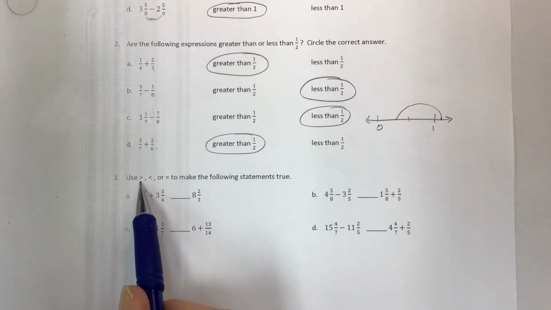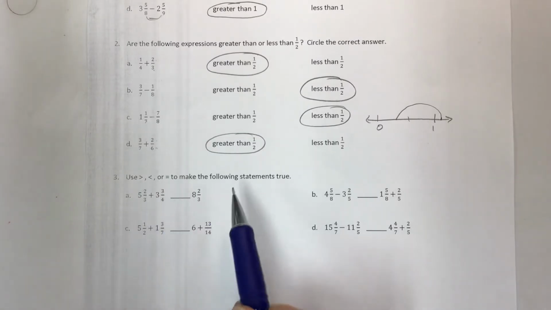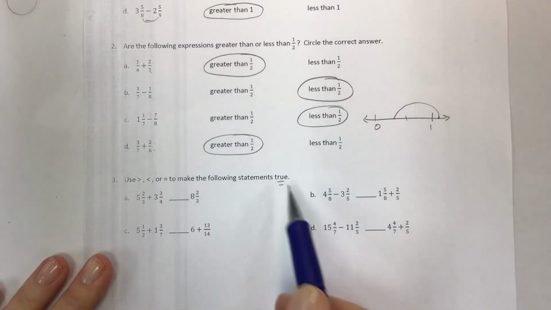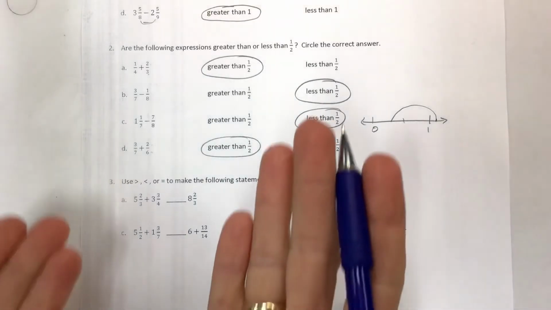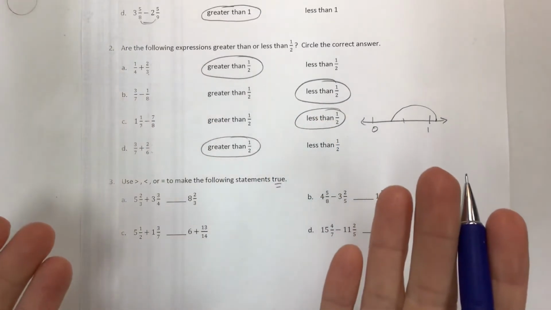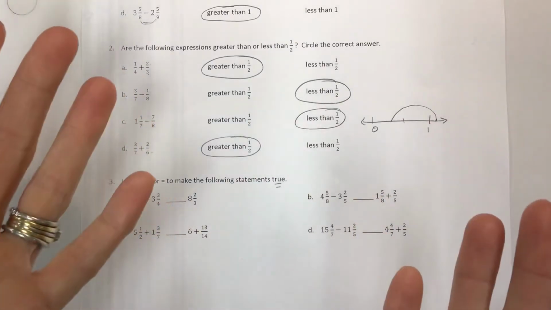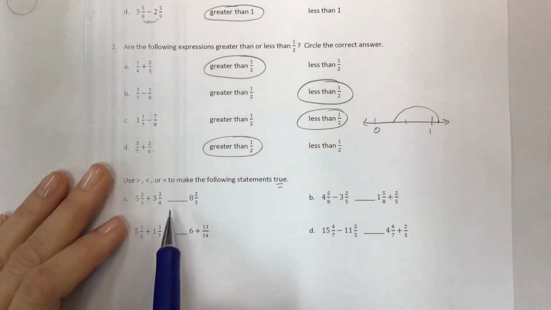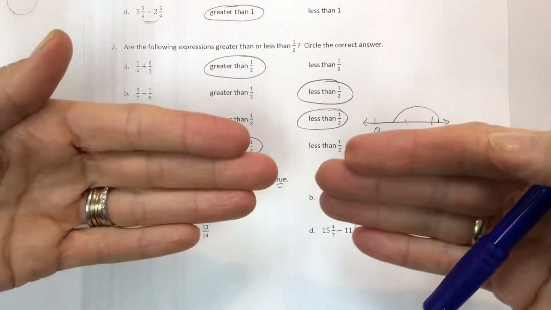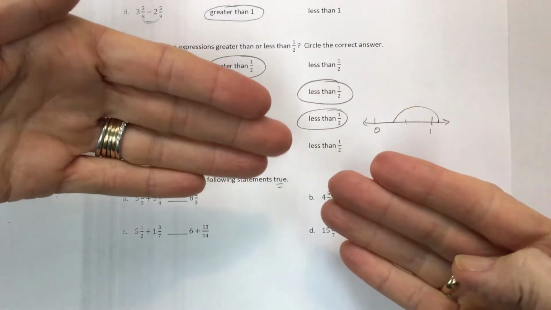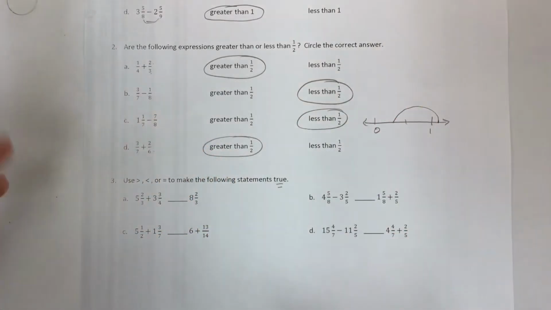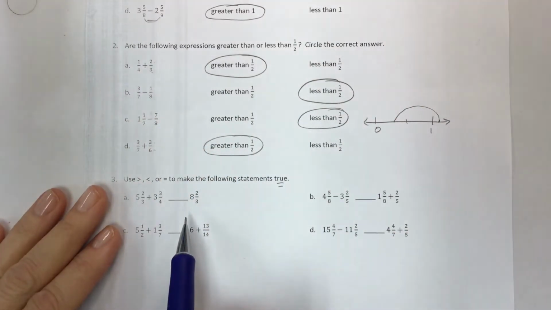Now, comparisons are greater than, less than, or equal to make the following statements true. Now, we have to make it true. So remember, an equation is a balancing act. So when you balance it, if it's equal, then it's exactly the same. But if you have a balance and one side is heavier than the other, then you have to show the greater than or less than sign.